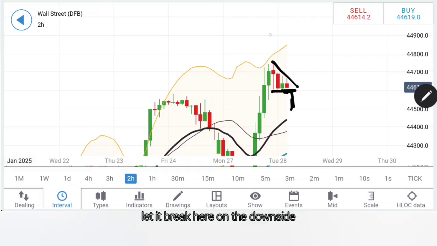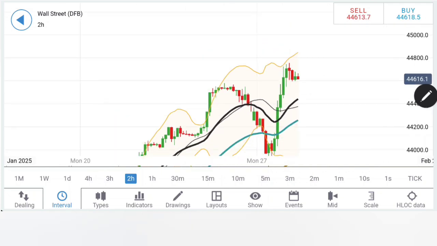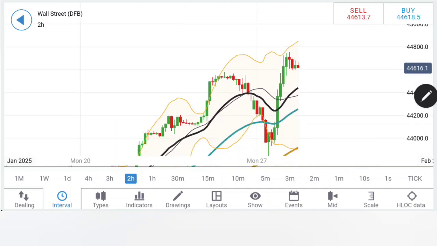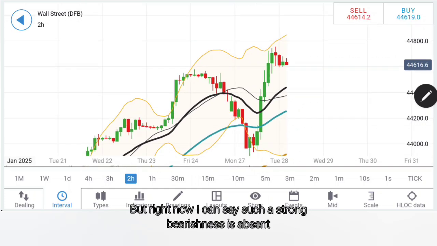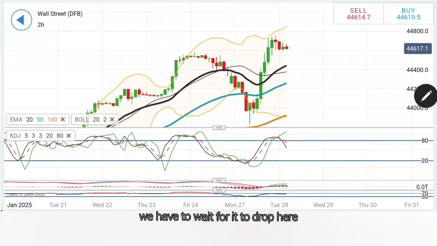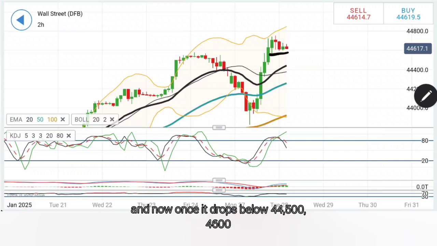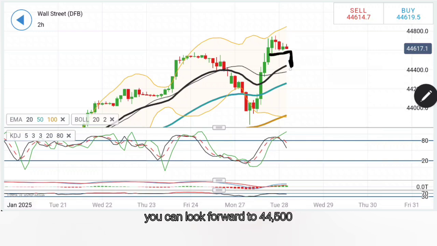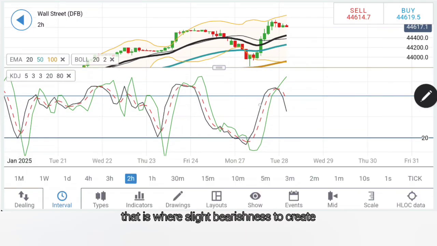The observation is the same here on the 2 hour charts, lower highs and flat base. Let it break here on the downside and the possibility of a move towards 44,000 levels, 44,200, 44,000 will increase here. But right now I can say such strong bearishness is absent. We have to wait for it to drop here, and once it drops below 44,580, 600, you can look forward to 44,500, 44,400, and below that is where slight bearishness will prevail.